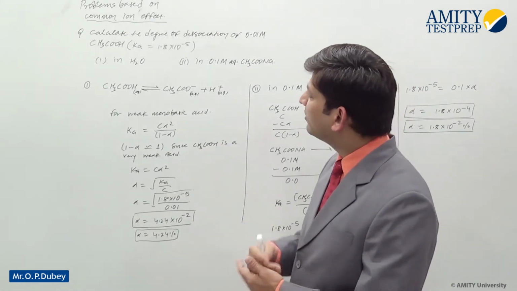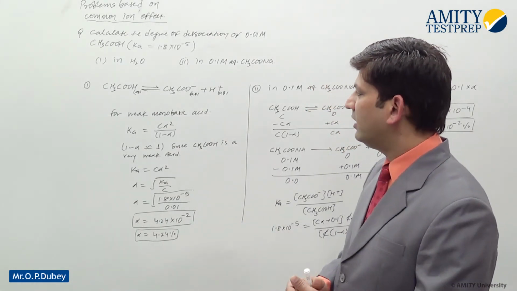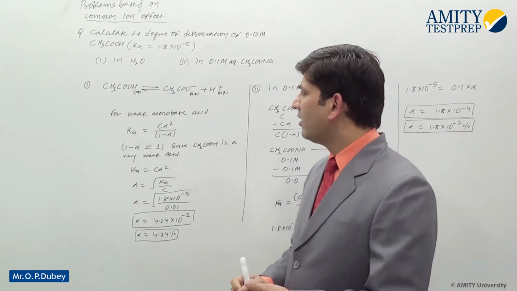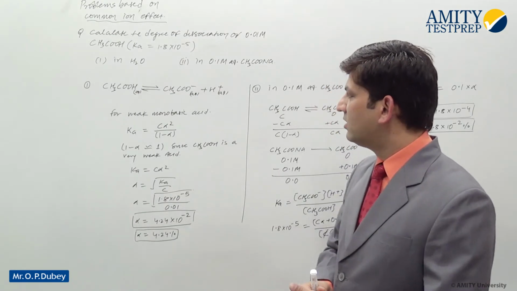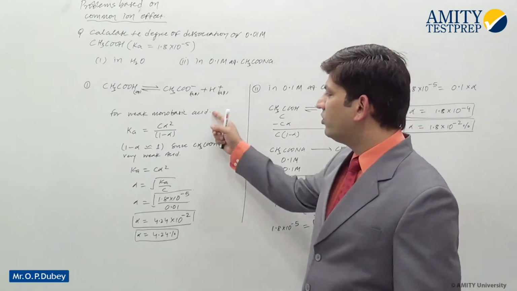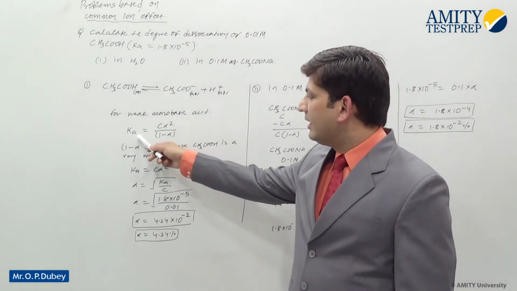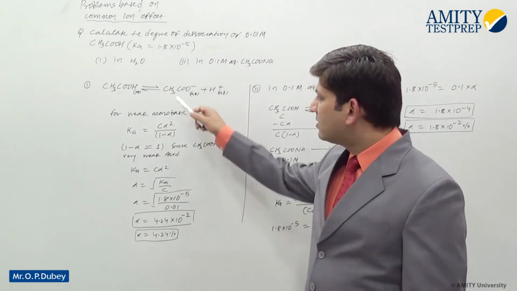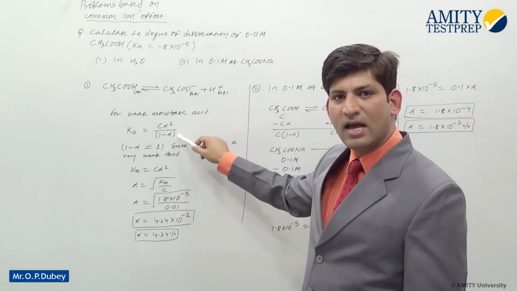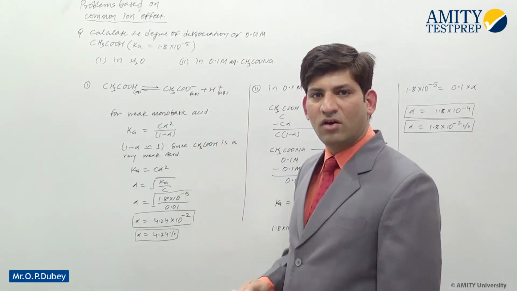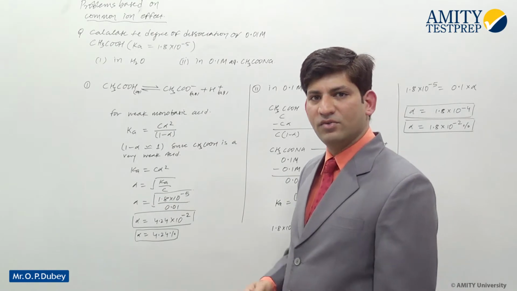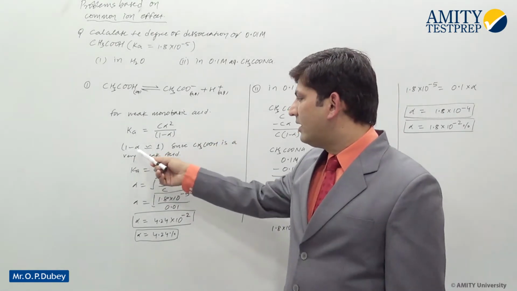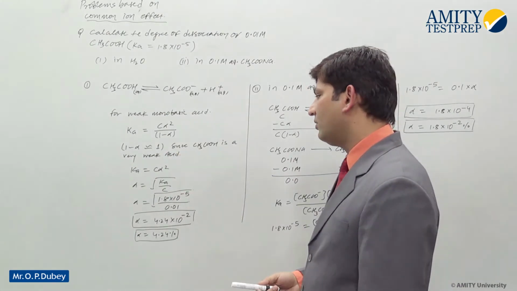Now take first the degree of dissociation of acetic acid in water. Already we know the dissociation constant for a weak monobasic acid is Ka equals C alpha square upon 1 minus alpha. Since acetic acid is a very weak acid, alpha is almost negligible as compared to 1. That means alpha can be neglected, and 1 minus alpha is approximately equal to 1.